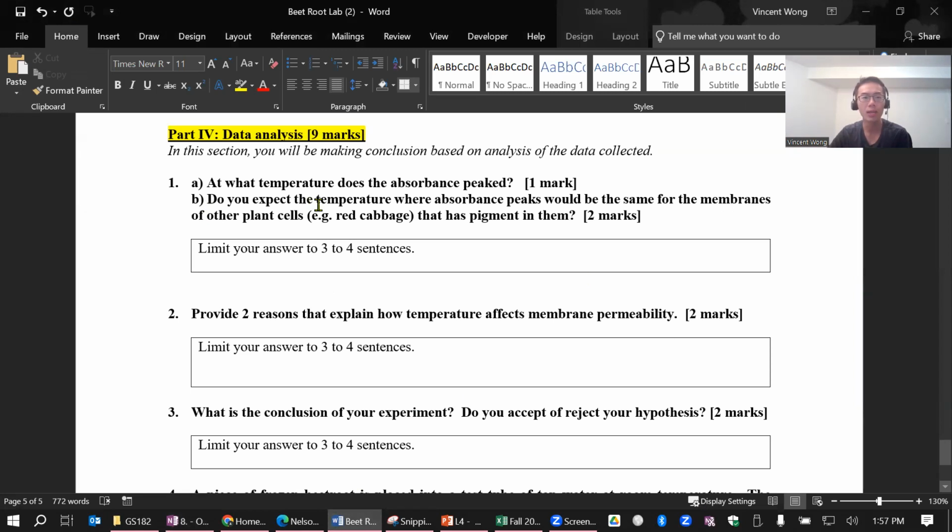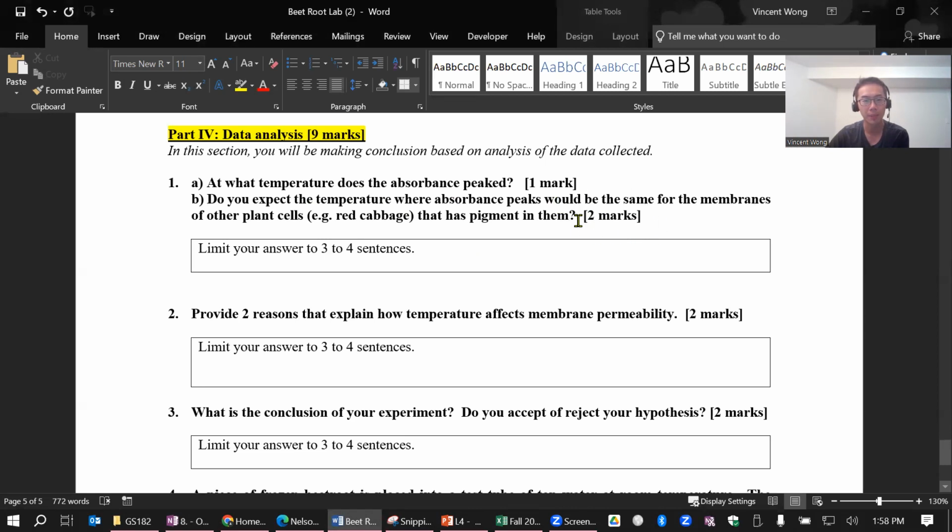Part 2: do you expect the temperature where the absorbance peaks would be the same for membranes of other plant cells? Like what if we do the experiment with cabbage, and then we measure the absorbance and so on? Do you expect them to peak at the same temperature? This has to do with membrane composition. Think about the things we discussed in lecture 4 with the saturated and unsaturated fat. That will give you some insight. That is 2 marks here.